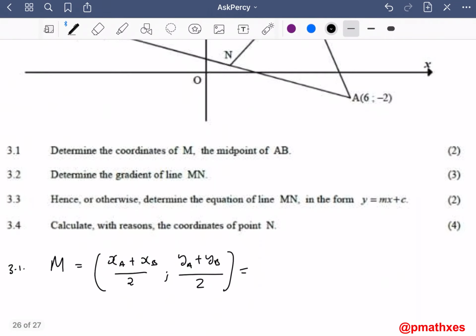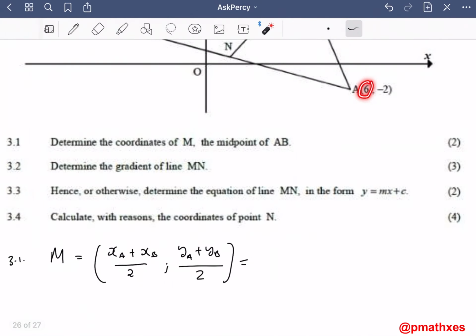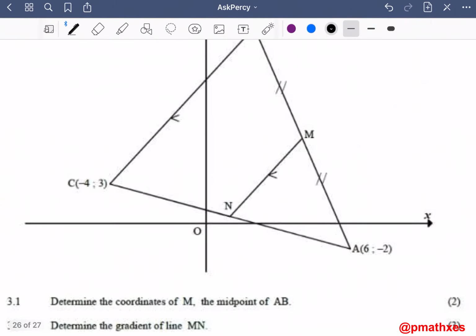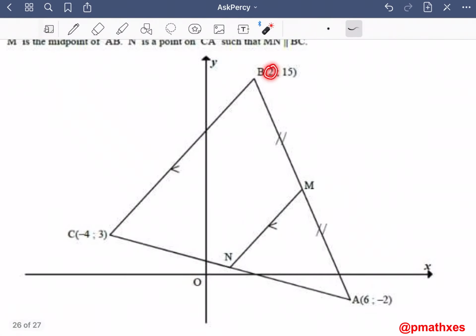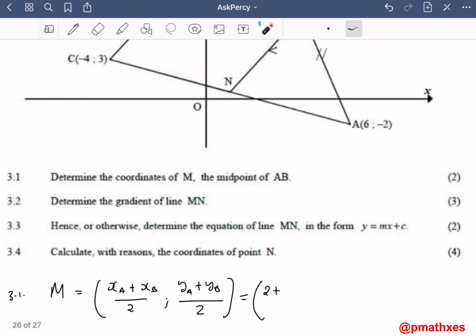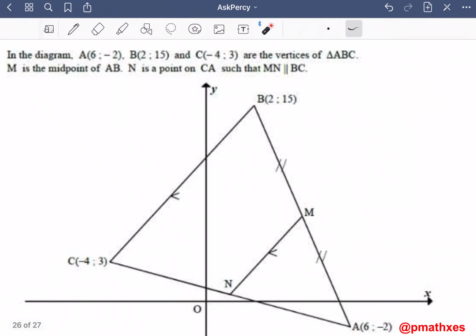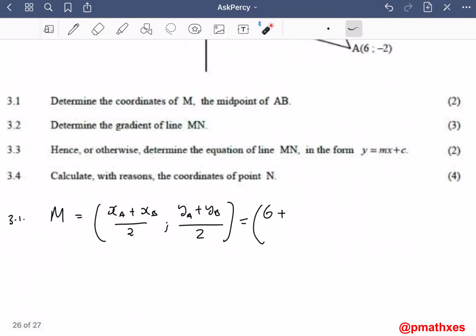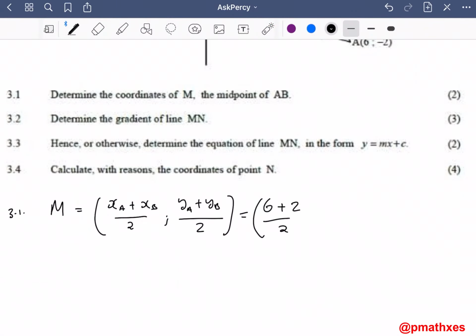So what is the x value of A? Oh, sorry, I said the x value of A is 2. No, it's not 2. I'm sure you guys saw that as well. If you did, well done. So the x value of A is 6, plus the x value of B, which is 2, divided by 2.